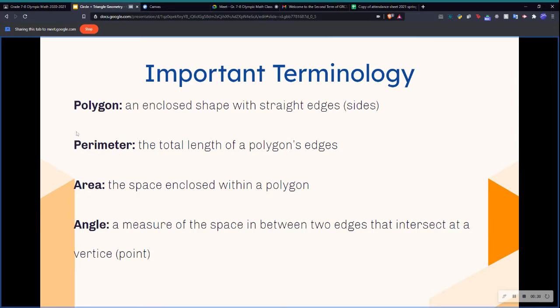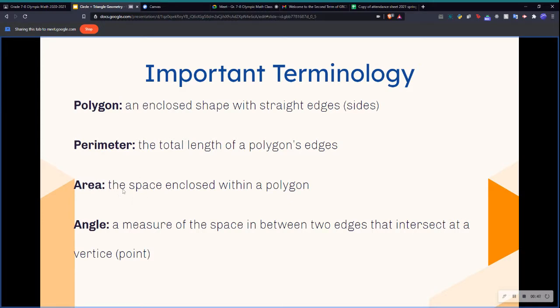Second term, the perimeter. Perimeter is basically the total length of a polygon's edges. So say you have a square with 4 edges. Basically, when you add up all those 4 edges, that'll give you the perimeter. Fairly straightforward.